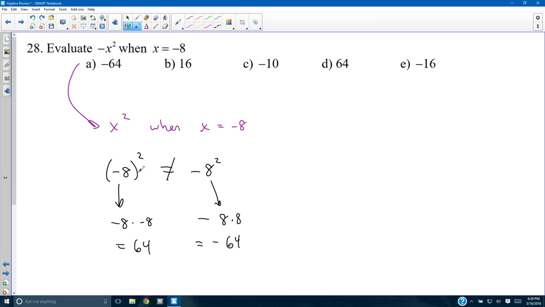Parentheses dominate everything else, and everything within the parentheses dominate. So this subtraction, or negative 1 times 8, whichever way you want to look at it, comes before you square it. I'm squaring the number negative 8, so I'm multiplying by itself twice, so it becomes 64.